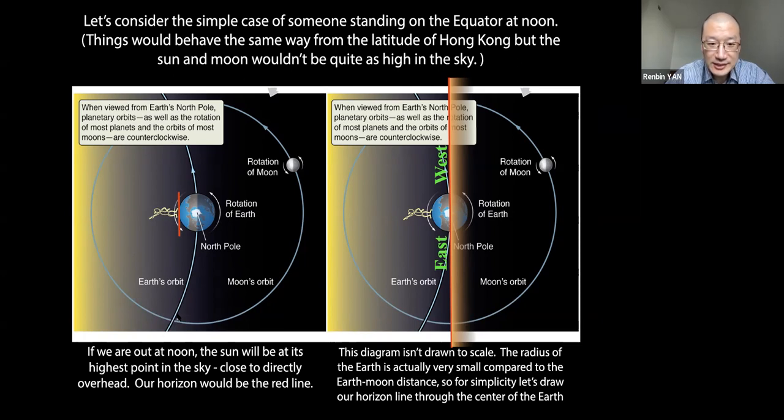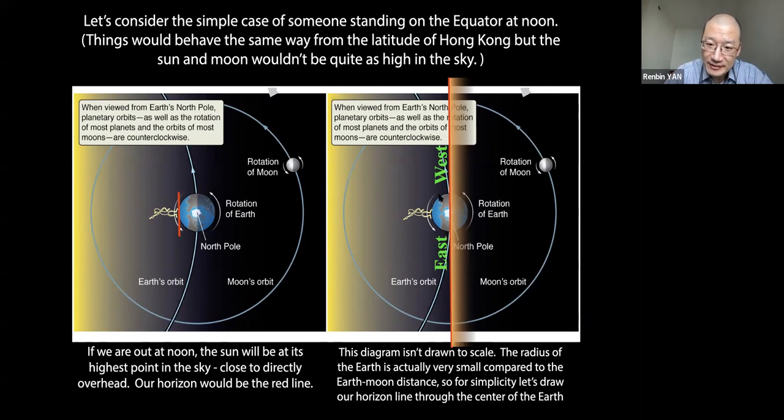And because the Earth is so tiny in space compared to the size of the orbits of things, this picture is really not drawn to scale. We can think of the Earth as very, very small, and we can extend the horizon to infinity. So we can just draw the horizon directly through the center of the Earth. It's going to be the same thing. Just for convenience's sake, I draw the horizon like this.